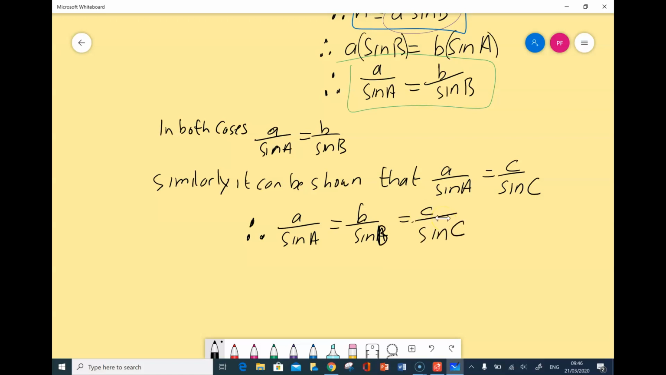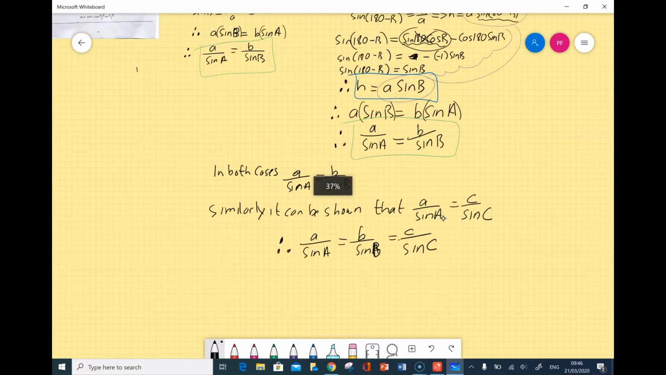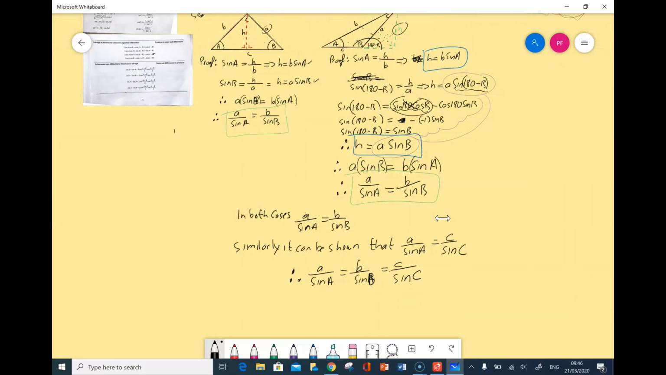So it's a heavy proof, you just gotta practice it, but yeah, no two ways about it.